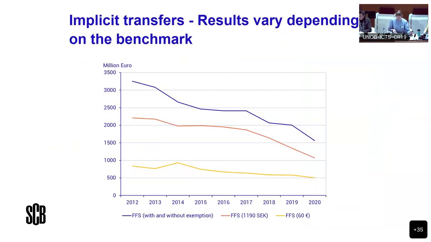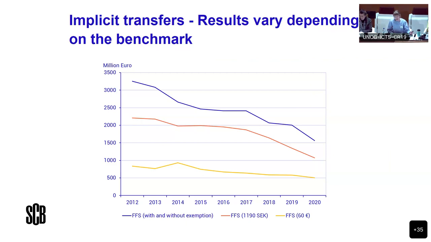So how big are these subsidies in monetary values? Well, it depends on what you compare against. And you see here three different results with three different benchmarks. So for implicit transfers in general, the higher the tax rate, the higher the subsidies if industries are not paying the full price. So the top line here is our main assumption, and we call it with and without exemption. So that is comparing the actual tax rate from the tax authority with the price that the industries are paying.